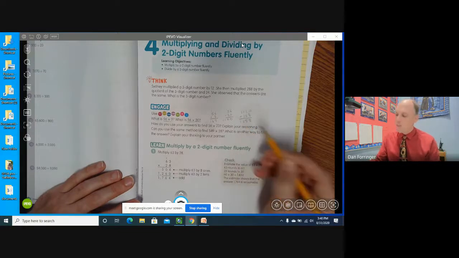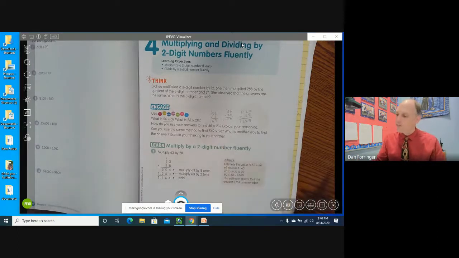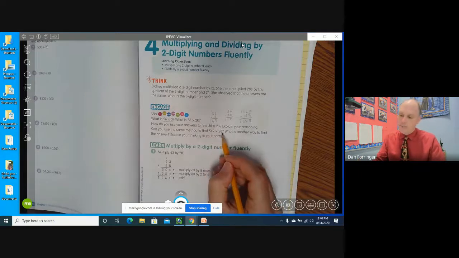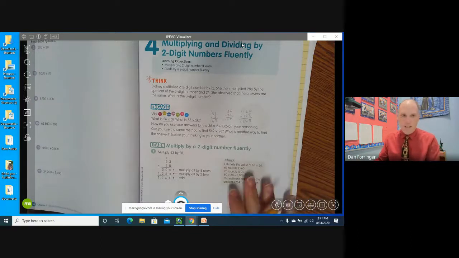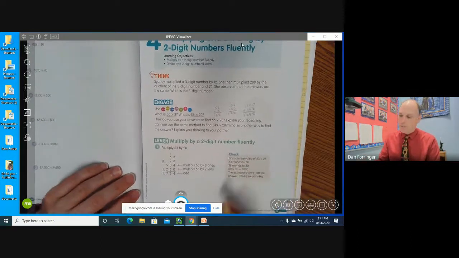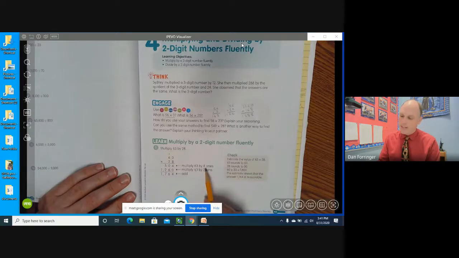That's the distributive property. We could do the same thing for 549 times 28. That would be like 549 times 8 and 549 times 20, and then we can add those together. On the bottom, it gives you an example, 63 times 28. And again, this is the same thing. What you're really doing is 63 times 8, and you're getting 504.